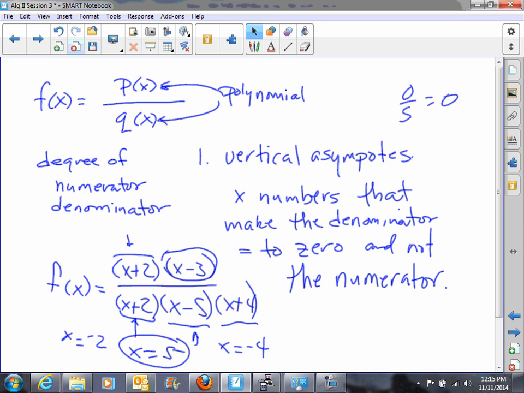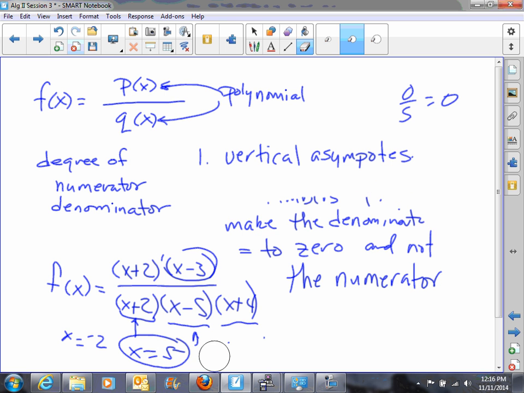And as long as you don't get 0 on the top and 0 on the bottom, in other words, when you have the denominator 0 and the numerator not 0, you get a vertical asymptote. Now, the second feature of a rational function that we need to talk about is horizontal asymptotes.